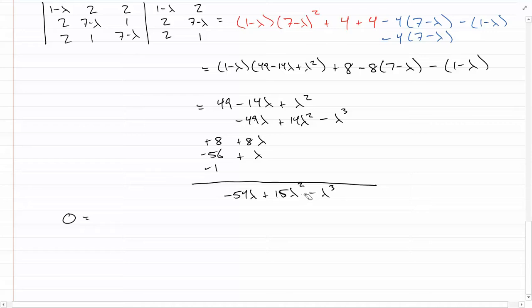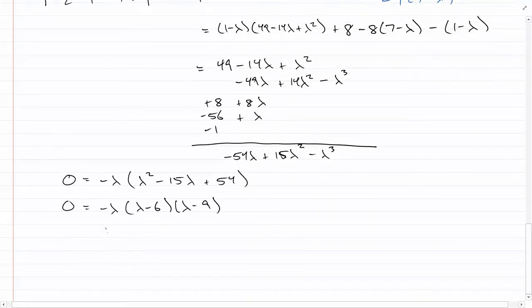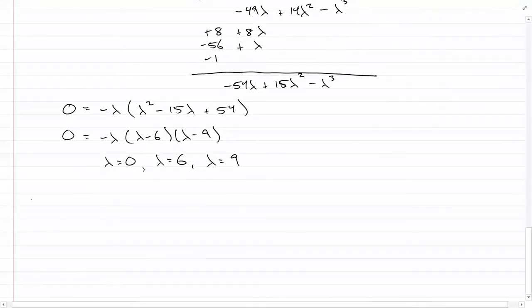this polynomial here, which, notice what you could do, you could factor out a negative lambda, right? And then you'd have a lambda squared minus 15 lambda plus 54, which, now you realize the quadratic would factor as lambda minus 6 times lambda minus 9. And so we get lucky because you can factor the cubic. You get 3 real distinct eigenvalues, 0, 6, and 9. Okay. Now we have to find the eigenvectors which go with those eigenvalues.